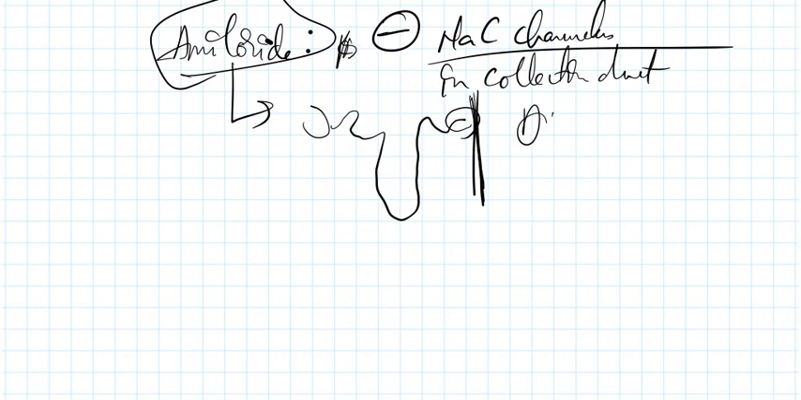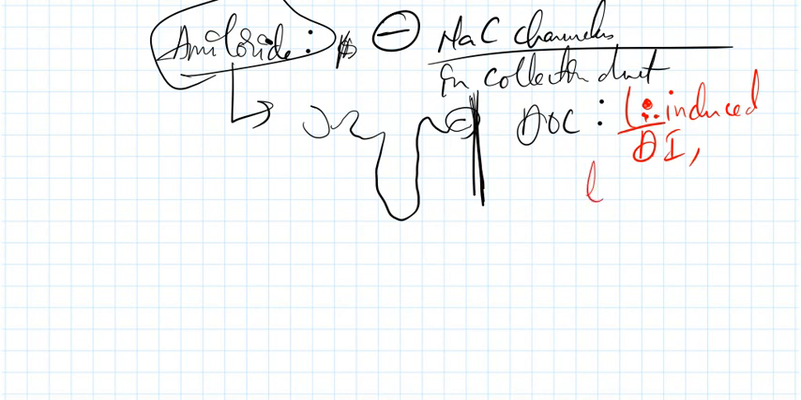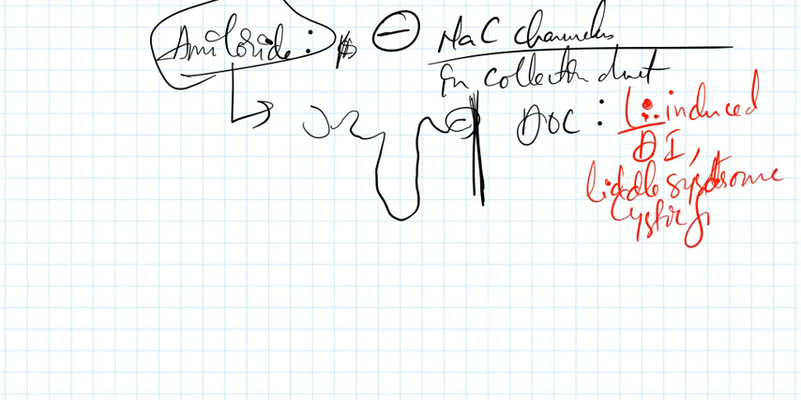So the important point is, it's the drug of choice in lithium induced diabetes insipidus. Very, very important. It is the drug of choice in lithium induced diabetes insipidus. Then it's also used in Liddle syndrome. In Liddle syndrome, the drug is amiloride. Then comes cystic fibrosis, also amiloride is used. Cystic fibrosis, Liddle syndrome and lithium-induced diabetes insipidus.